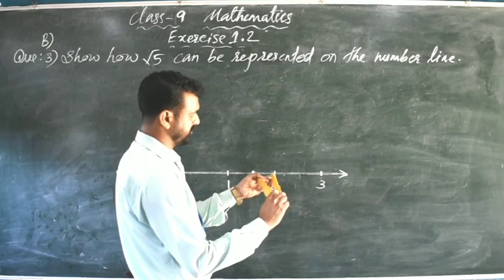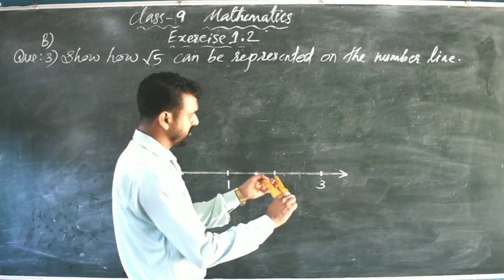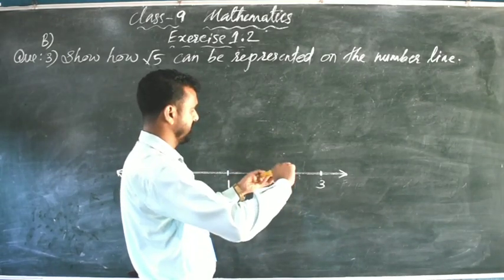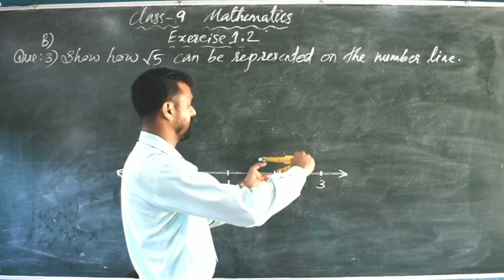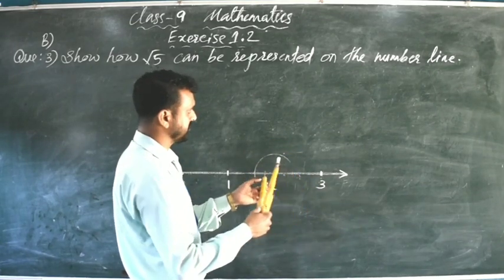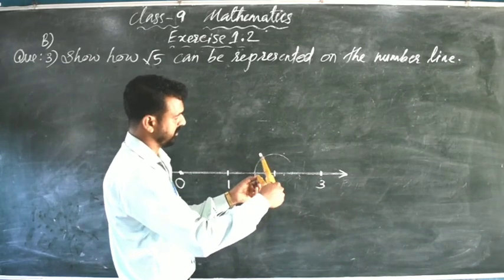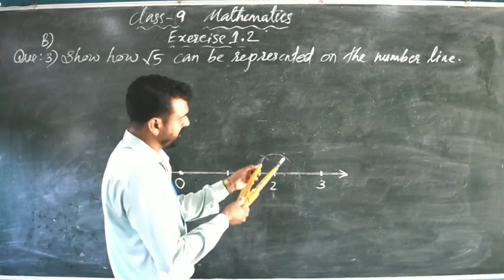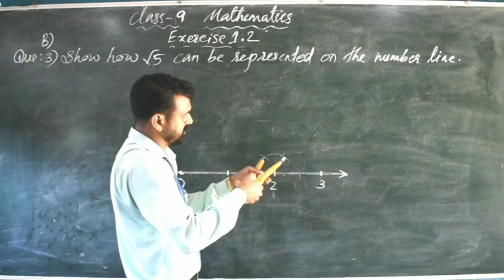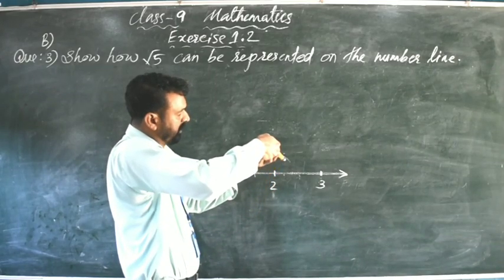For that you have to take your compass. Taking 2 as center, first draw an arc here. Don't change this radius. Now here we got a point. Taking that point as center, cut that arc. Again we got a point here. Taking that point as center, draw an arc here.